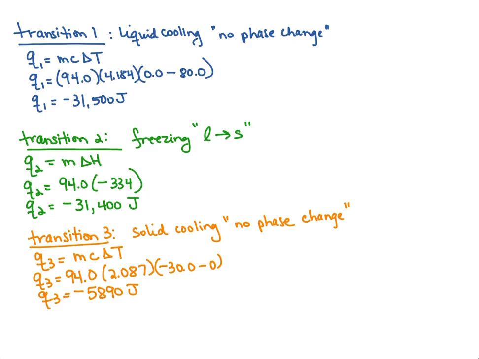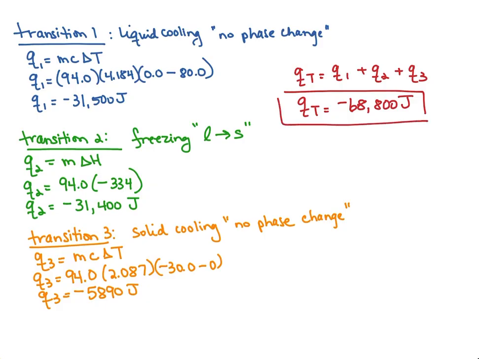All right, let's not forget that they did ask for the total heat transferred. So that just means I'm going to have to add up Q1 plus Q2 plus Q3. So Q total is negative 68,800 joules. That's our boxed in final answer. Good luck and keep practicing.